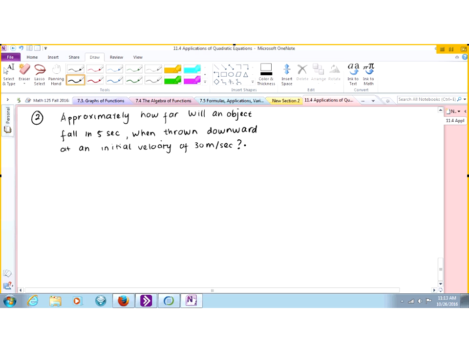All right, so how are we going to do this? What was the formula again? S is equal to 4.9 t squared plus v naught t. So how far? What is it asking? The distance, which is what letter? What variable do we use? S? Okay, great. So it's asking for how far.